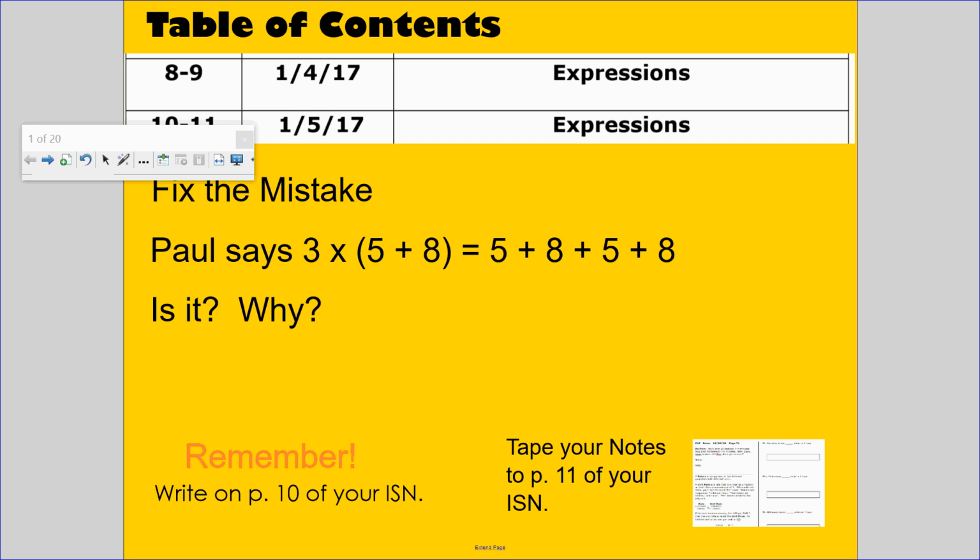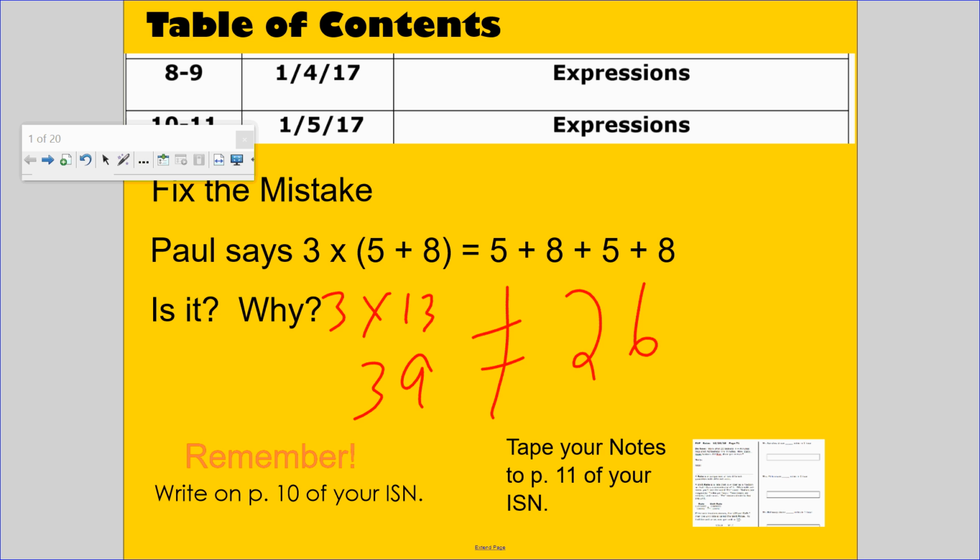I'm going to solve the left side of this equation. Let's look at the left side. 3 times 13 is 39. On the right-hand side, 5 plus 8 is 13, 5 plus 8 is 13. That adds to 26. Are they equivalent? No, they are not equivalent.